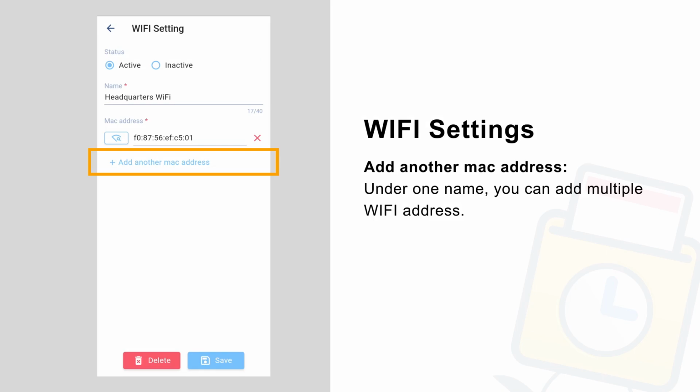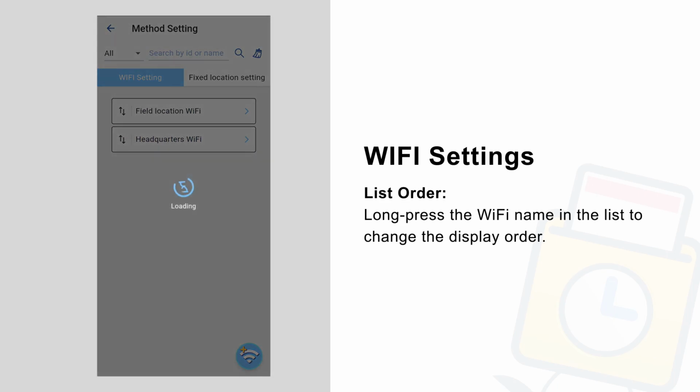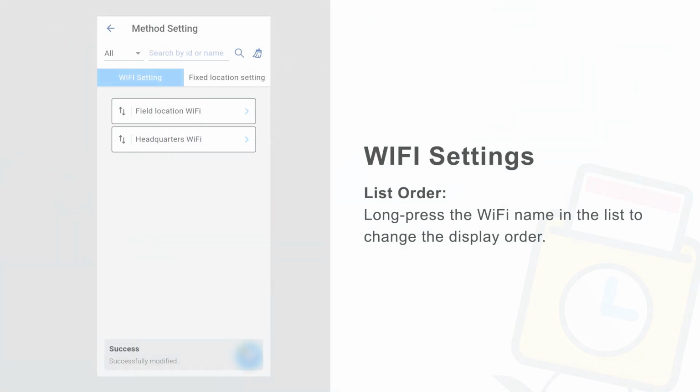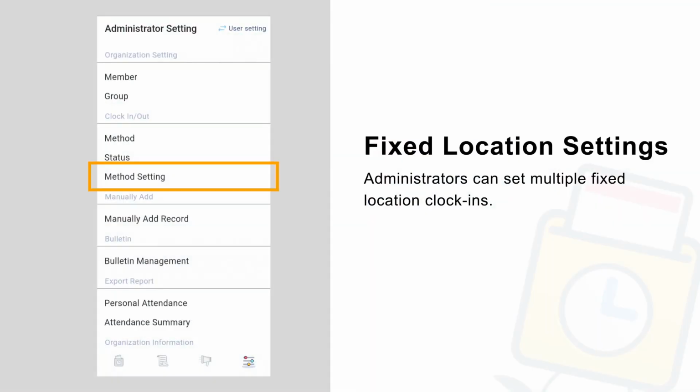Multiple Wi-Fi addresses can be added, allowing members to clock in using any Wi-Fi address, and they will be treated as the same Wi-Fi name in clock-in records. Long press the Wi-Fi name in the list to change the display order. Fixed location settings. Administrators can set up fixed location clock-in in the Methods setting page.